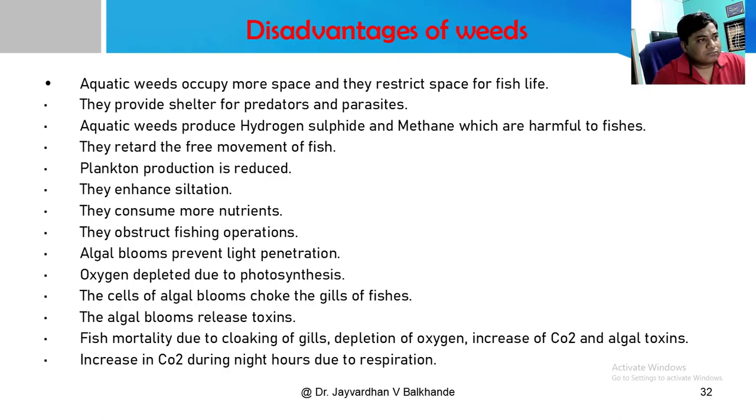Then they obstruct fishing operations. If a large number of aquatic weeds is present on the surface of the water, then when a fisherman tries netting in the water body, the fishing operation is obstructed. Okay, so the next is the algal bloom.